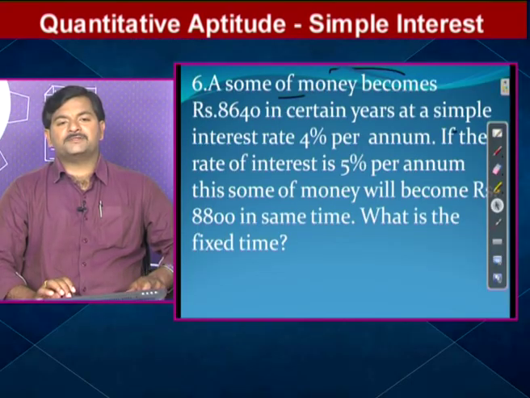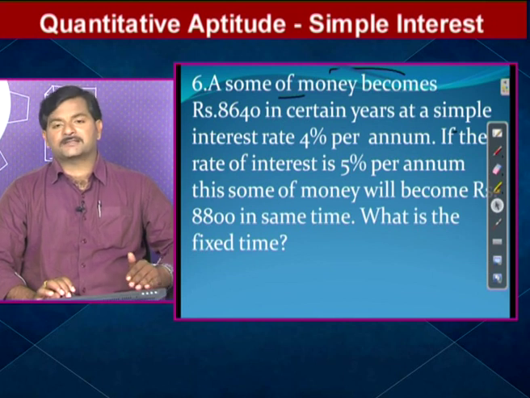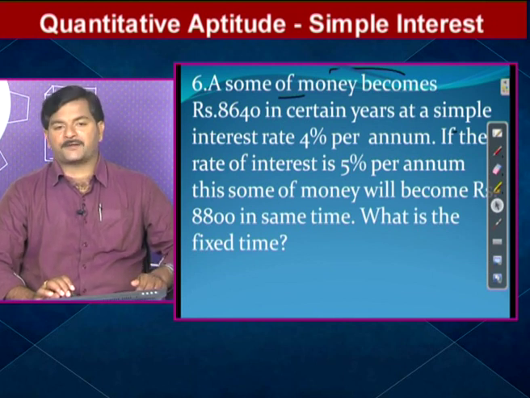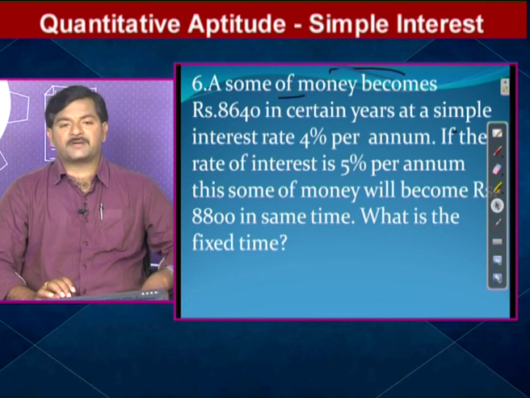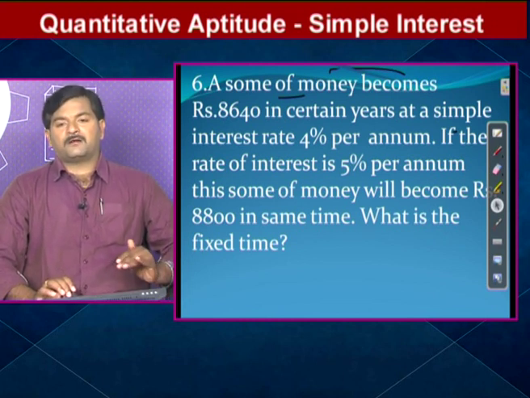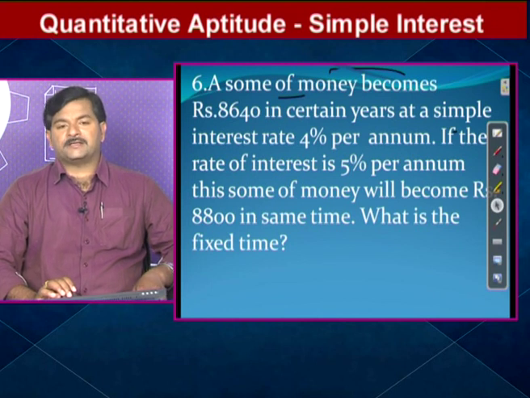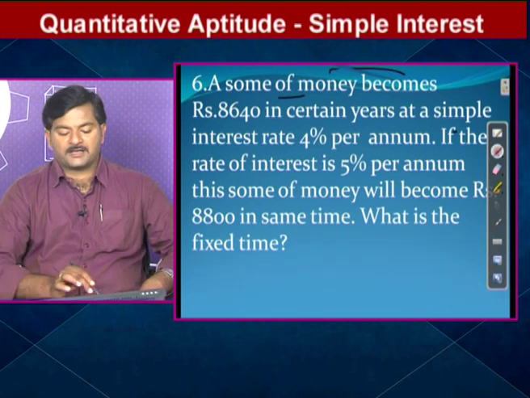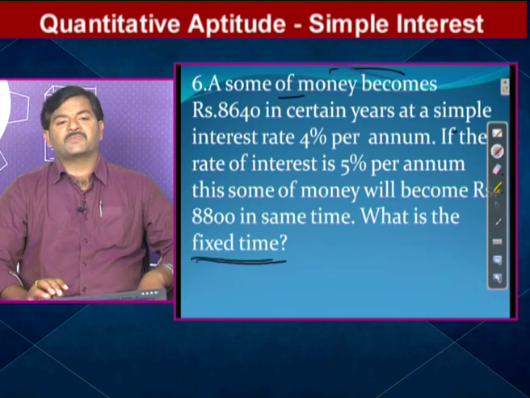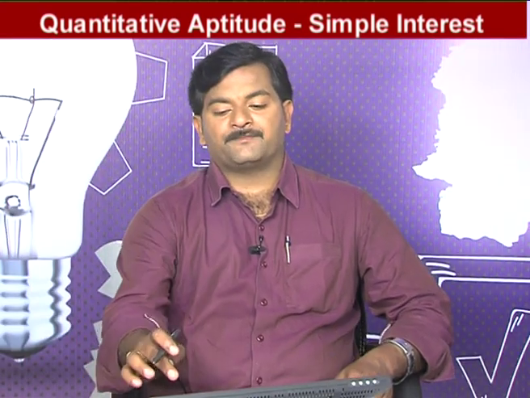Here it is the 6th question. A sum of money becomes 8640 in certain years at simple interest rate of 4% per annum. If the rate of interest is 5% per annum, the sum of money will be rupees 8800 in the same time. What is the fixed time? Finally, he asked to find the fixed time. But what is given? Certain sum of money becomes how much?